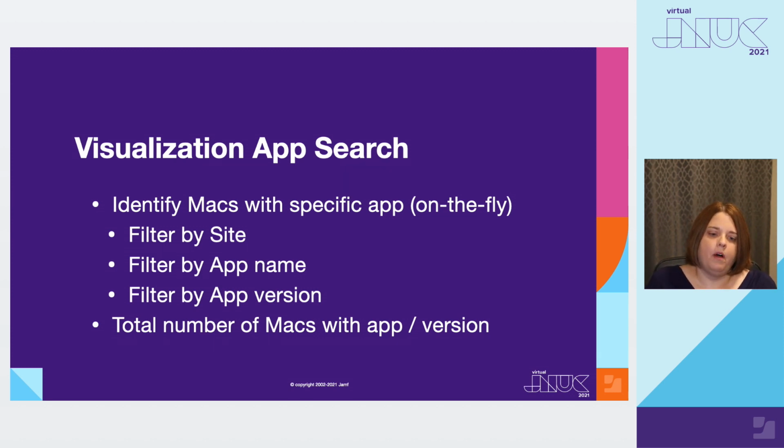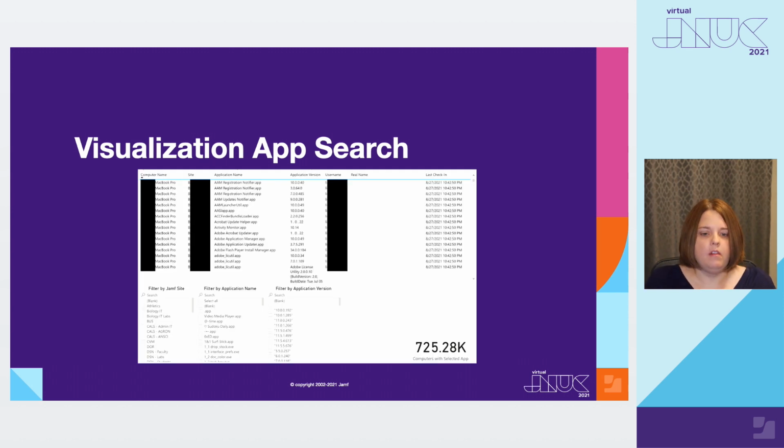So in this example, I'm filtering by site, and I want to be able to filter by a specific application name, or I might want to also search on the specific version. And I also want to count out how many Macs have that actual app and version. So here's an example of this visualization search that I've made. It's its own page in PowerBI. And you'll see I've got the filter by site, filter by application name, and filter by the application version.